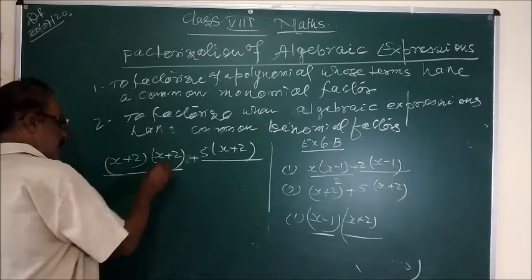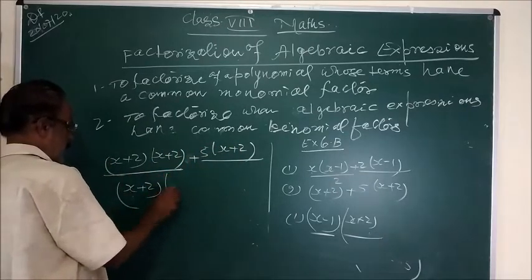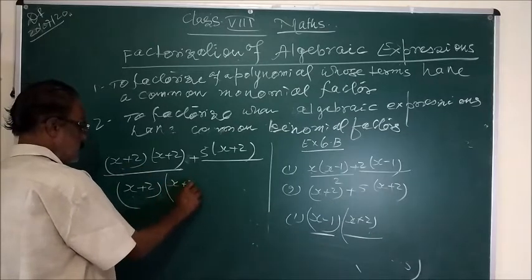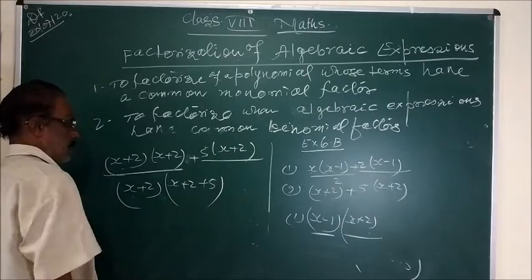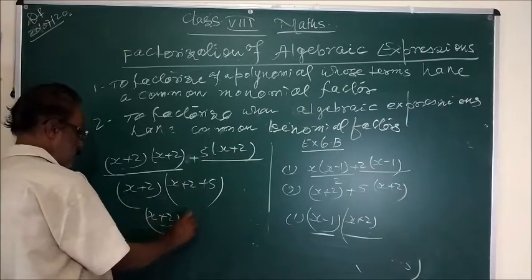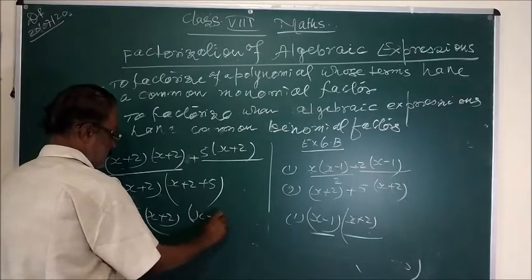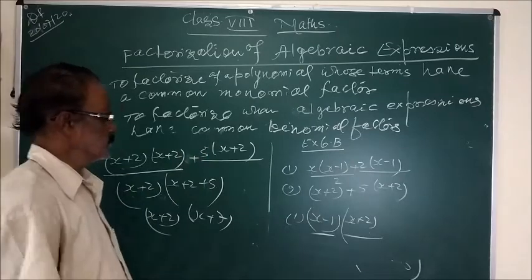What is common? x plus 2 is common. x plus 2 here and 1 will be here, x plus 2 and plus 5, because 5 is also here. So x plus 2 and x plus 7. These are the factors of this given polynomial.